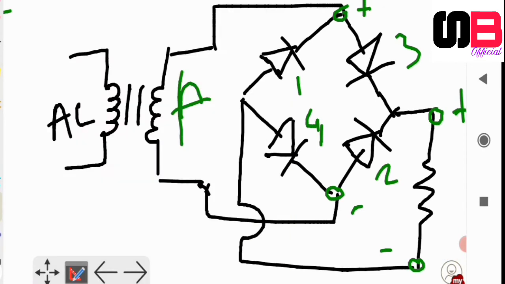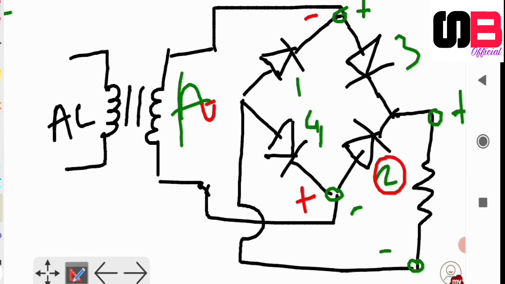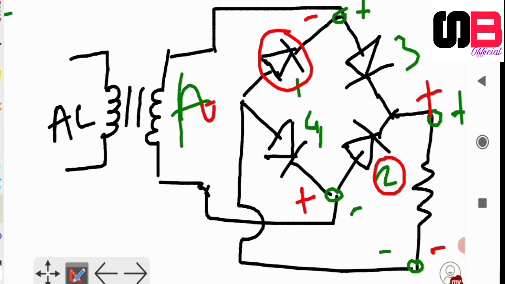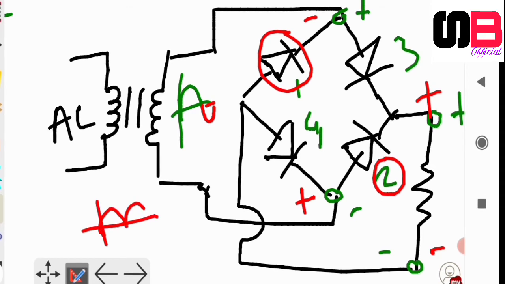Whenever the next cycle comes, this point is negative and this point is positive. So as per the cycle, now diode 2 is forward and diode 1 is forward. So again this point is positive and this point is negative. So at a time, for one cycle, 2 diodes will conduct, and the output waveform is just like a full wave rectifier across the load. So this is the basic structure of the rectifier.